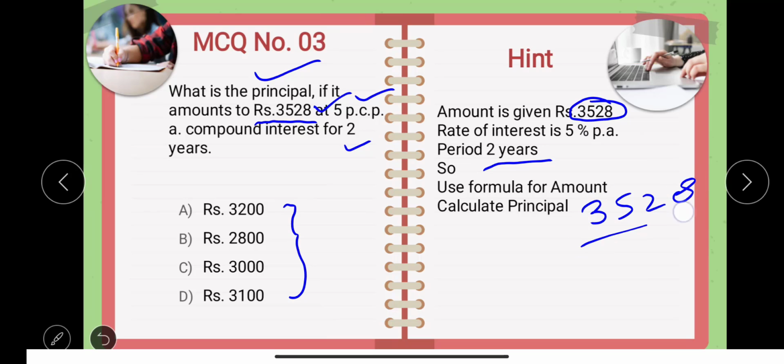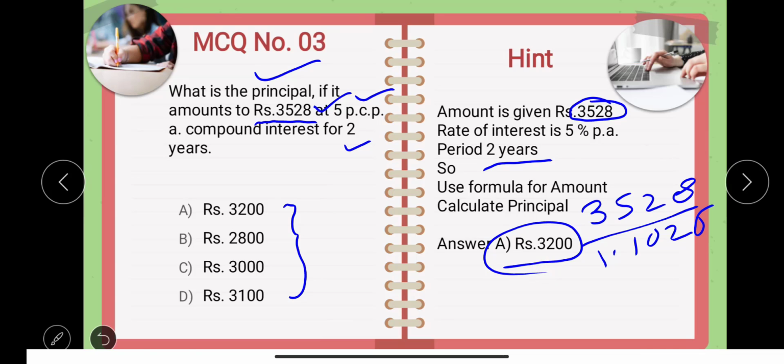3528 divided by 1.1025. So directly calculate it on a calculator. So the answer will be 3200. It means the principal will be rupees 3200. So the correct answer is option number 1, rupees 3200. So in this way you solve this example and you will get the correct answer.